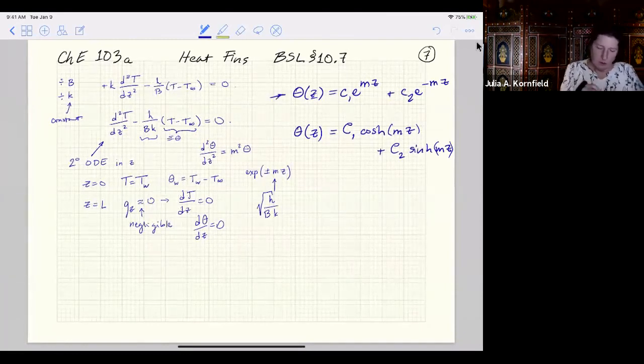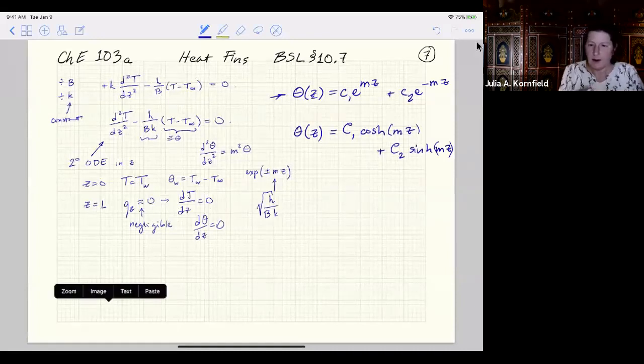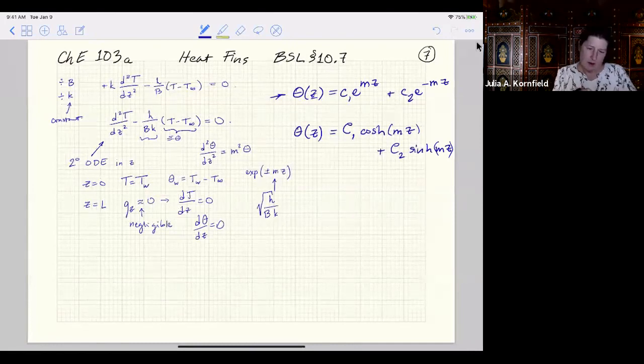And when we impose the boundary condition at the wall, at the wall, z equals 0, so the exponentials are just 1. So C1 plus C2 equals theta wall.